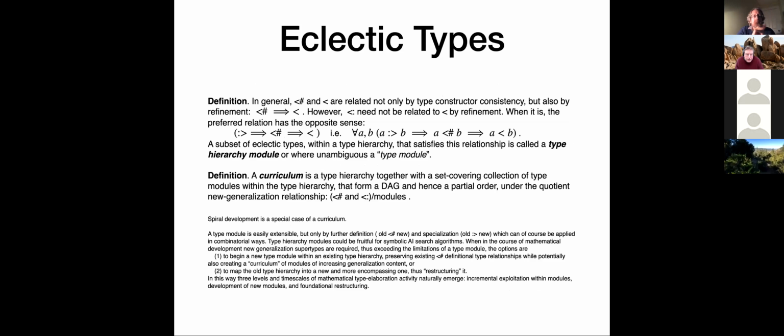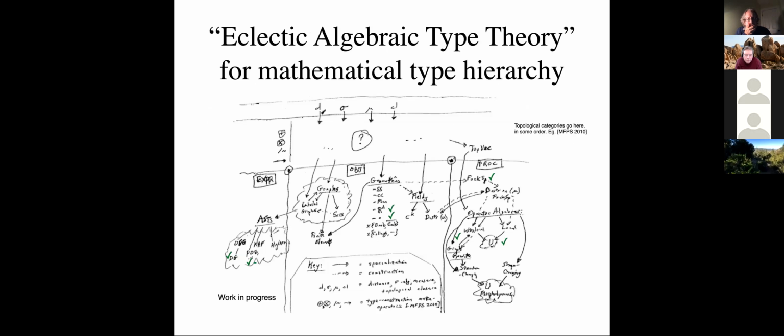And then you can keep on going with the hierarchy of types and have the idea of a type module in which you only specialize but not generalize. And when you want to generalize, then you make a new type module and put that into a curriculum of type modules. So, well, what could you do with all this?